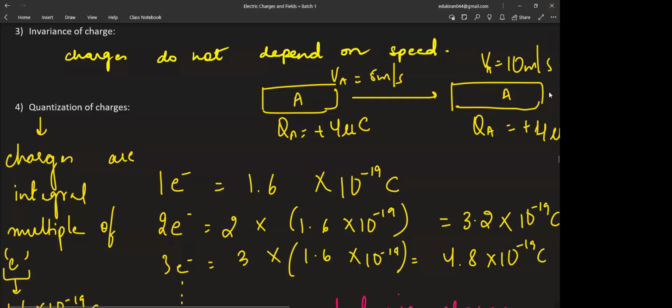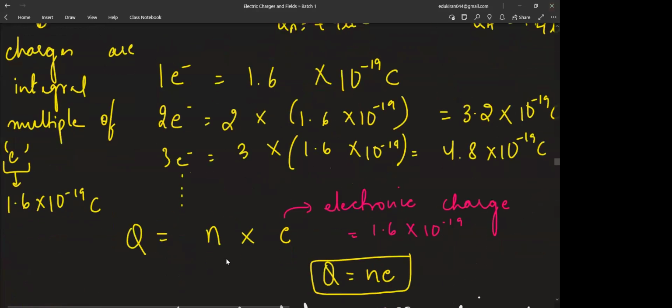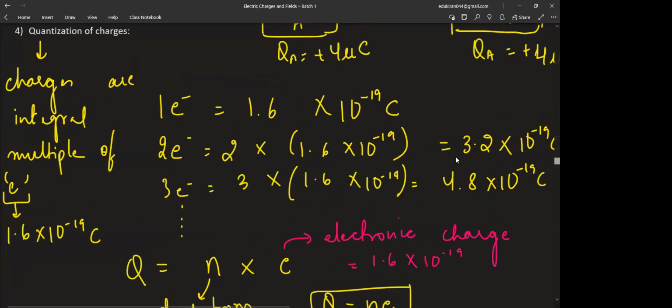So if we have n number of electrons, we'll be having n into e. So basically this says that charges are integral multiples of e, that is 1.6 into 10 to the power minus 19, and n is the number of electrons. So Q is equal to ne becomes our form. Quickly write down this fourth property. This is the first formula that comes in your exam.